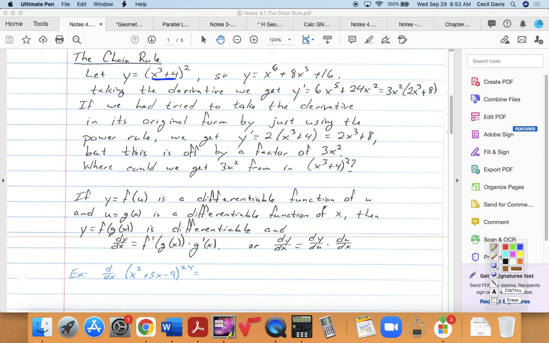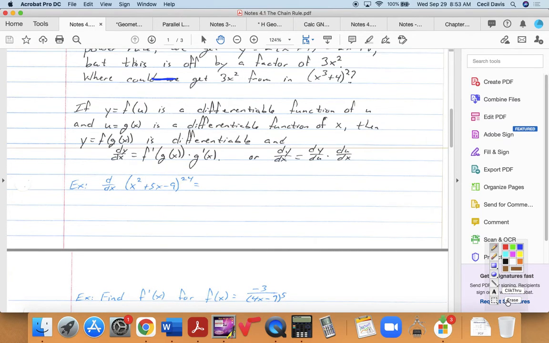So an example of one where doing this by expansion would be just nutty. We want the derivative with respect to x of x squared plus 5x minus 9, raised to the 24th power. You could expand it, but doing this by the chain rule is pretty simple.